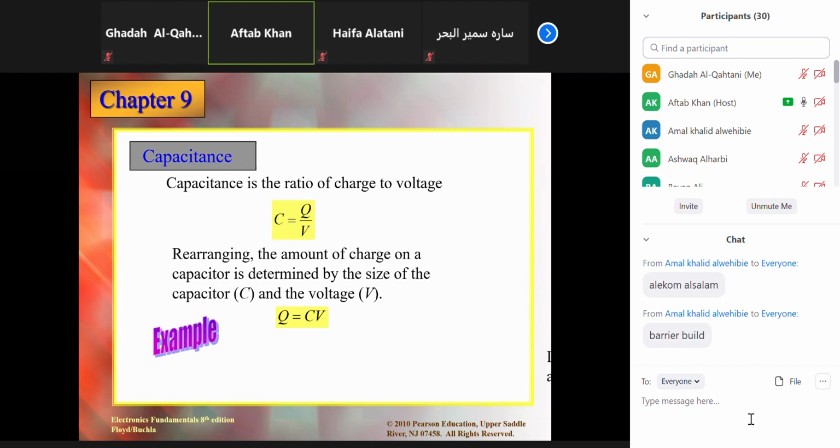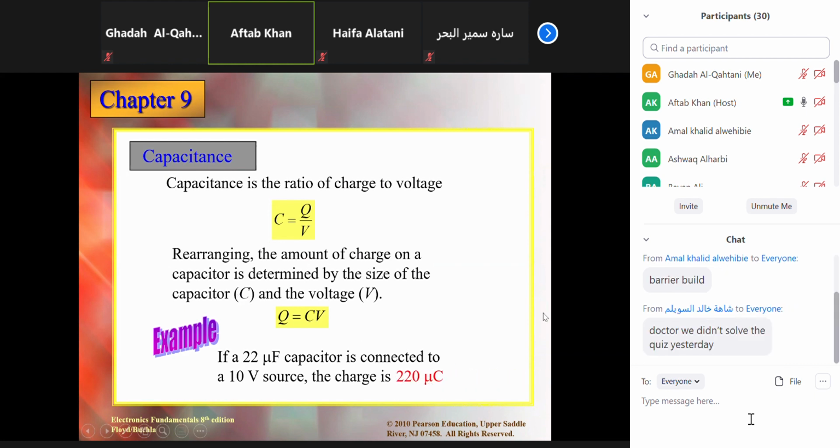Based on that, we can ask a question simply. If a 2 microfarad capacitor is connected to a 10 volt source, what is the charge? Based on the formula Q is equal to C into V, V is 10 and C is 2 microfarad, so you just multiply those. 2 multiplied by 10 gives you 20 microcoulomb, because it is the charge, so microcoulomb will be the unit here.